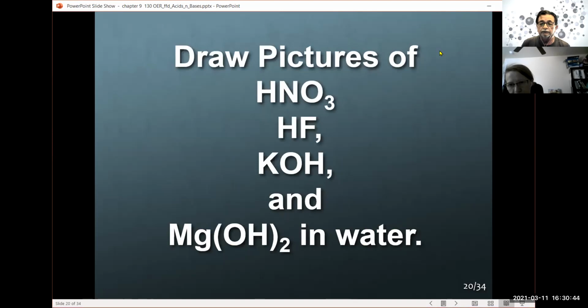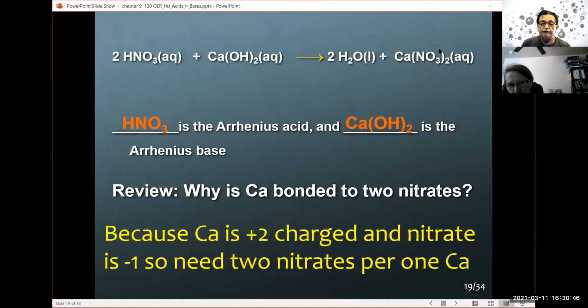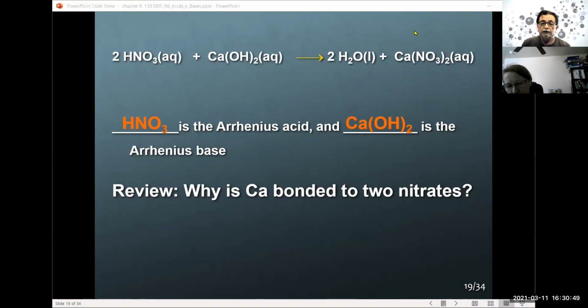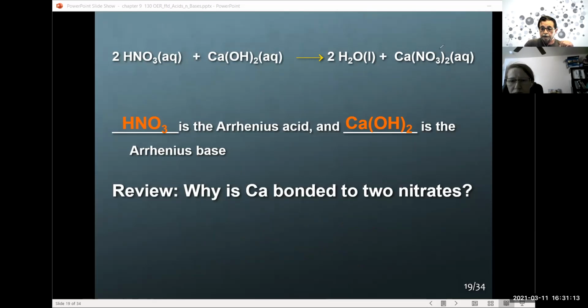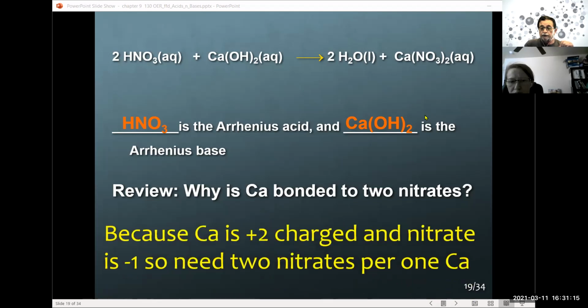Calcium is an ion. +2 is a +2 ion. The nitrate from your polyatomic table is a -1. So you can see I need 2 nitrates to balance out the +2 charge of calcium ion. And that is why you use 2 calcium nitrates.